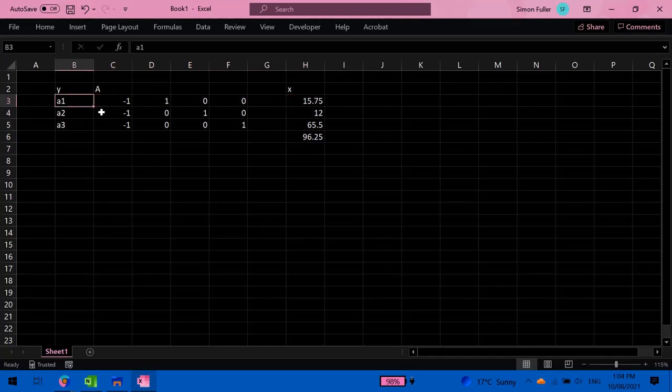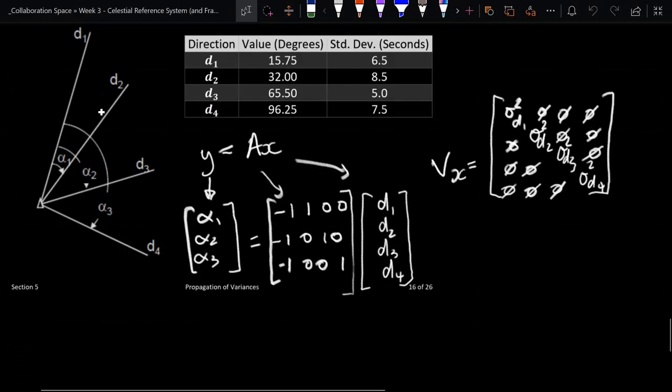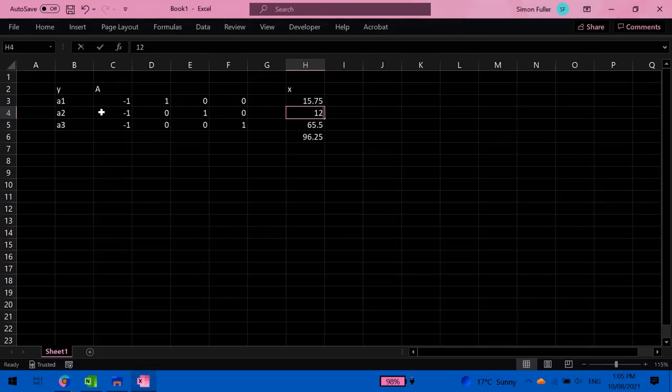Now you could manually work out these values here, alpha 1, alpha 2, alpha 3. So let's just do that quickly for the first one as a bit of a check, and then we'll do it via matrix algebra. So this should be the difference between D2 and D1. So we'd be expecting this, and I've typed that in wrong. That's 32, not 12.